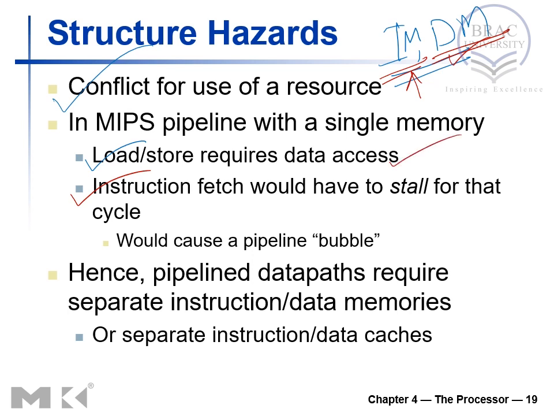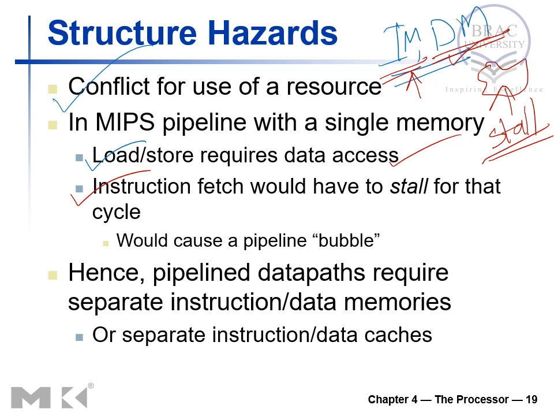This would create a bubble inside the pipeline, which we call a stall, which means one clock cycle of wait. Hence, the pipeline data path requires separate instruction and data memory.